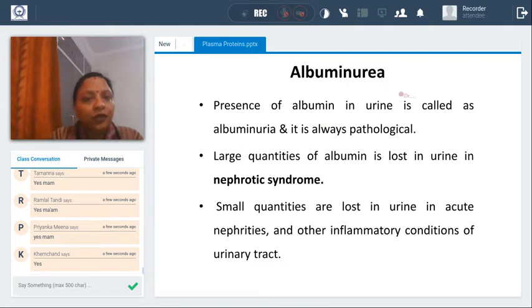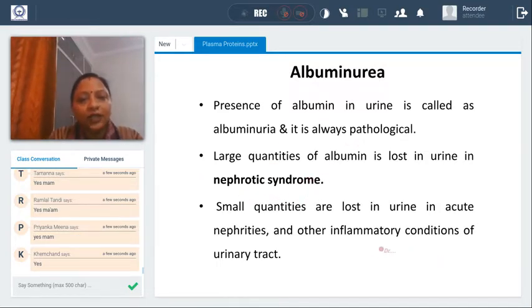What is albuminuria? Presence of albumin in urine is called albuminuria, and it is always pathological. Large quantities of albumin are lost in urine in nephrotic syndromes. Small quantities are lost in urine in acute nephritis and other inflammatory conditions of the urinary tract.